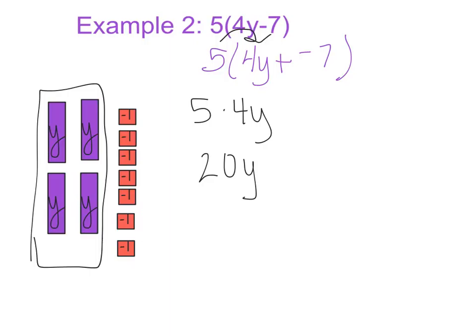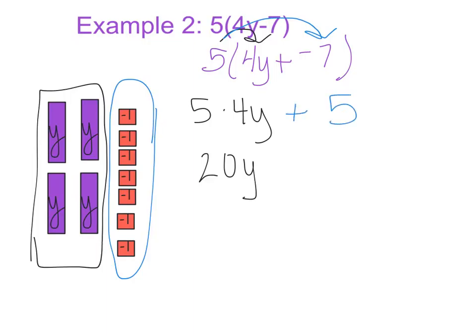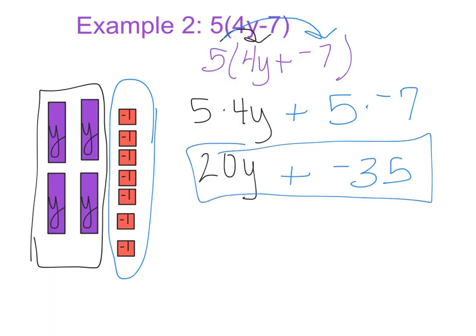Okay, now if I go to the second part of my expression, which is what kids always forget, I have 5 groups of -7. So here are my -7s. I have 5 groups of those. So that means I have to add 5 groups of -7. So that's going to give me a total of -35, and I'm going to add those. So when I expand this, I get 20y plus -35.